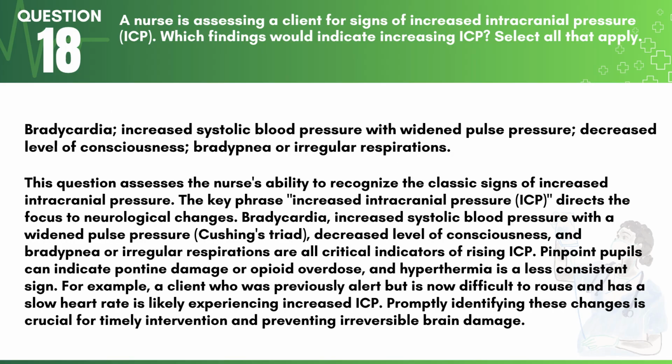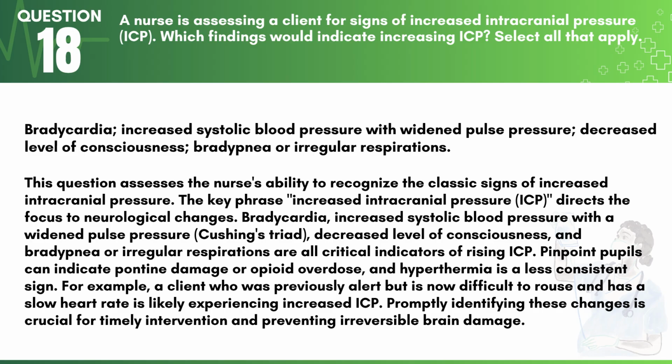Answer. Bradycardia, increased systolic blood pressure with widened pulse pressure, decreased level of consciousness, bradypnea or irregular respirations. This question assesses the nurse's ability to recognize the classic signs of increased intracranial pressure. The key phrase, increased intracranial pressure, ICP, directs the focus to neurological changes. Bradycardia, increased systolic blood pressure with a widened pulse pressure, Cushing's triad, decreased level of consciousness, and bradypnea or irregular respirations are all critical indicators of rising ICP.